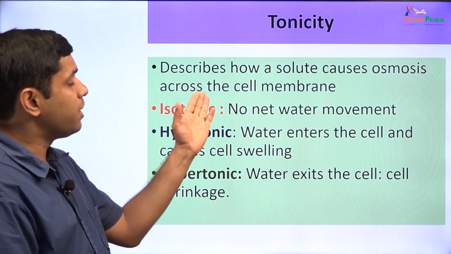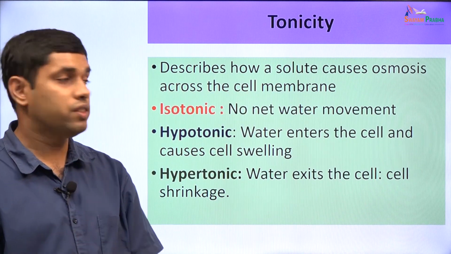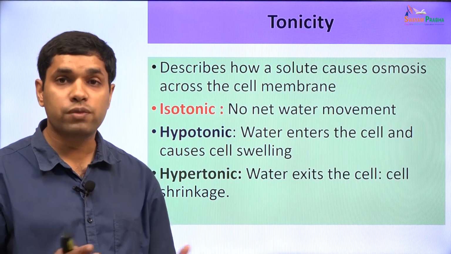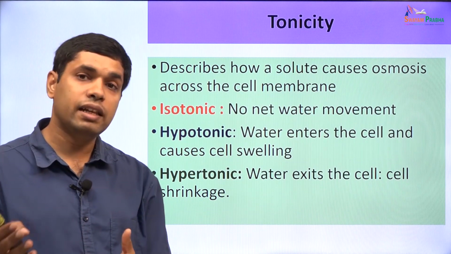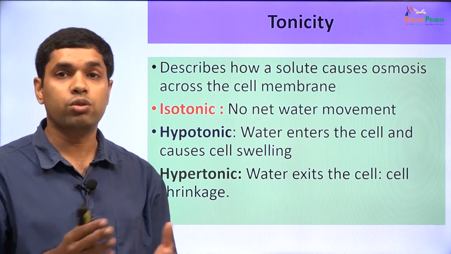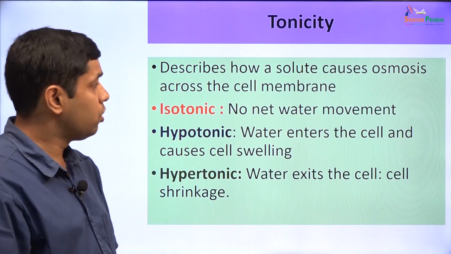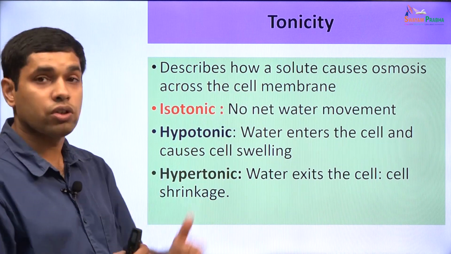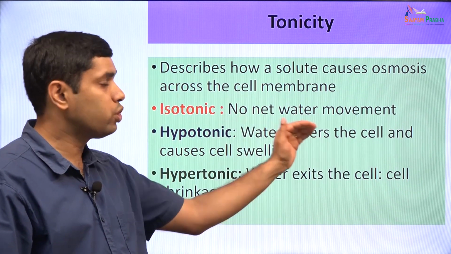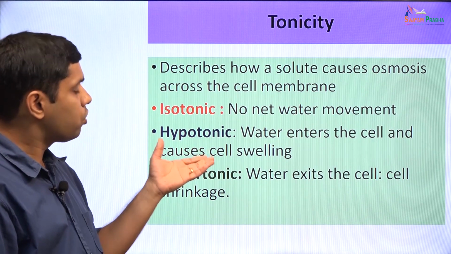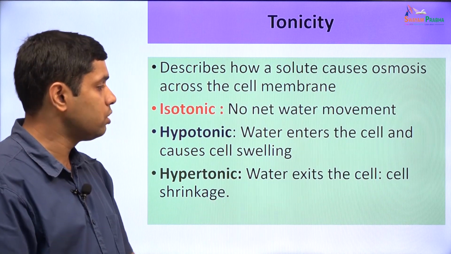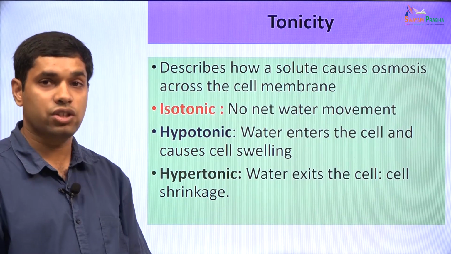Tonicity describes how a solute causes osmosis across the cell membrane. So when we talk about different fluids which are used for the body, we use the term tonicity, and basically this means what is the net movement of water into a cell or out of a cell when a cell is placed in that solution. How does this solute cause osmosis across the cell membrane? In an isotonic solution, there is no net movement of water either in or out of the cell. In a hypotonic solution, water enters the cell and the cell will swell, whereas in a hypertonic solution, water exits the cell and there will be cell shrinkage.